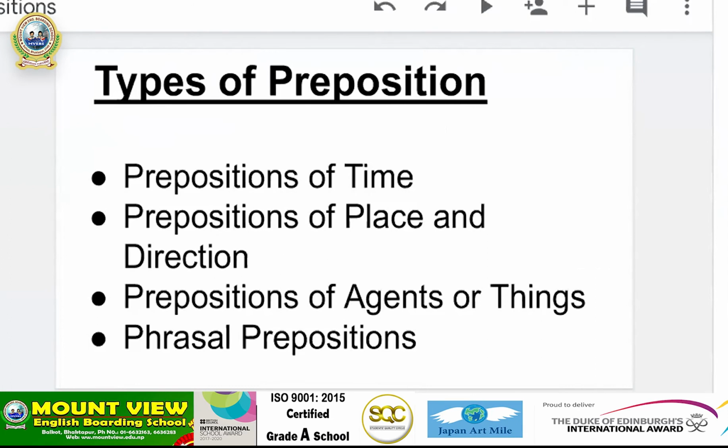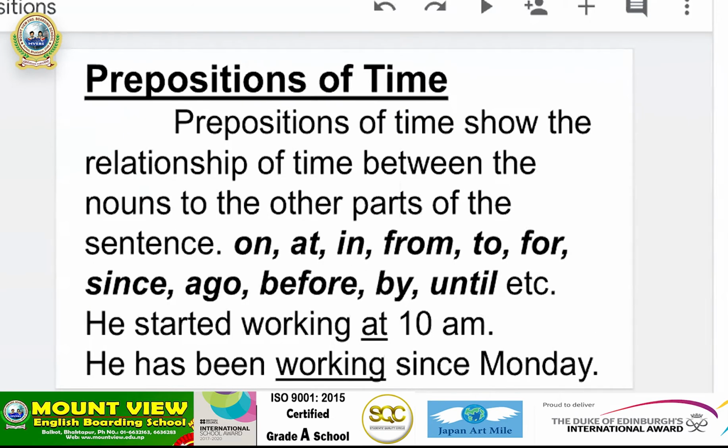Now you are given types of preposition: preposition of time, preposition of place, direction, place and direction you can use at once, preposition of agents or things, and phrasal preposition. At first, preposition of time. Prepositions of time show the relationship of time between the noun and other parts of the sentence. Other part of the sentence means you can say object there, sometimes the adjective there. So basically here: on, at, in, from, to, for, since, ago, before, by, until, and there are so many others also. These prepositions mostly talk about time, and these same prepositions are used for place also.